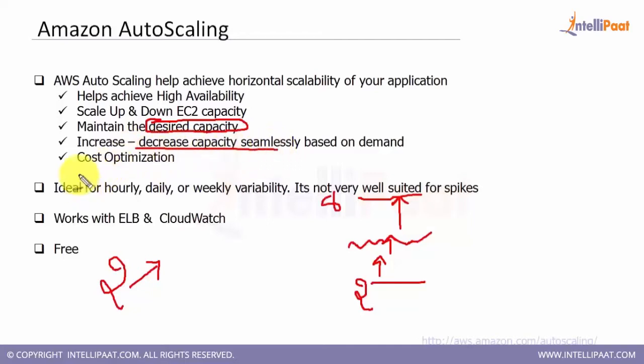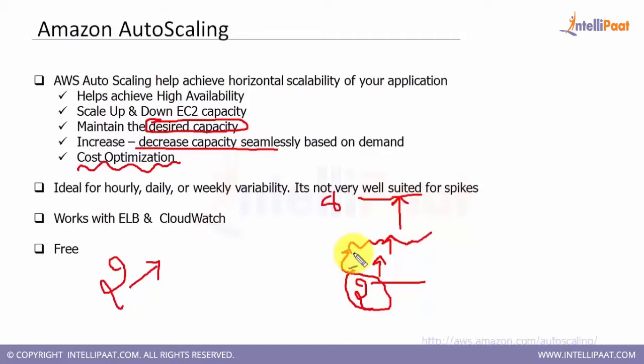Now that's why this is the perfect case of cost optimization. You would say, how would it optimize my cost? Imagine if you have 5 instances. You don't want the 5 instances running all the time. You say at any time keep two running. Whenever required, load increase, add one, two, three more instances.